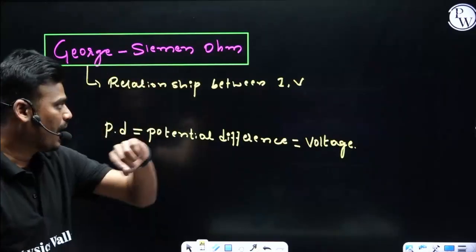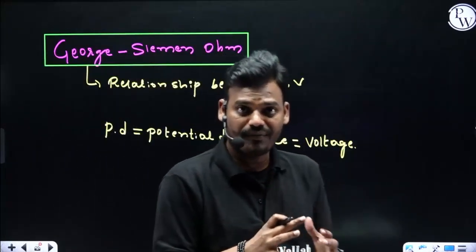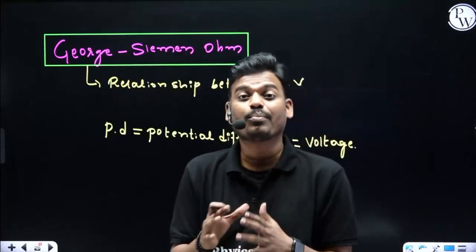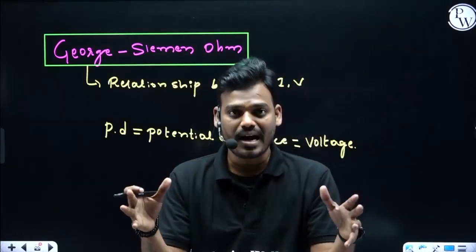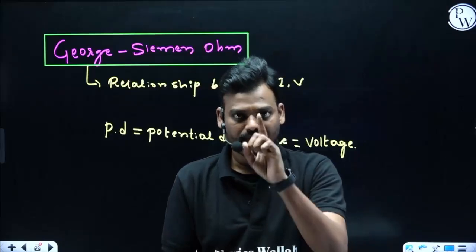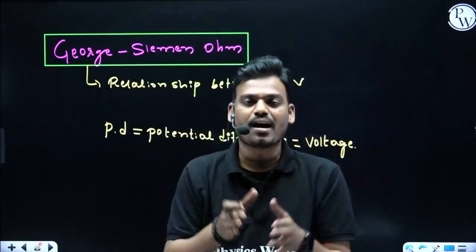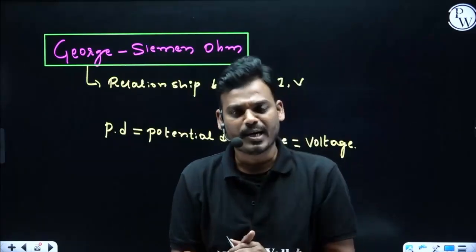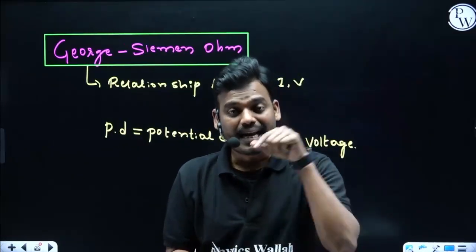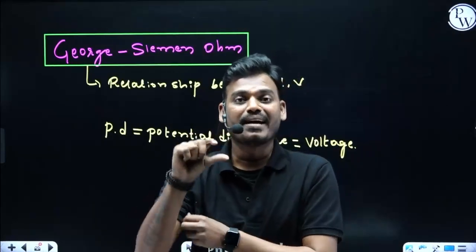He concluded that whenever there is a potential difference across the ends of a conductor, then there is a flow of current. That is the first step. In the second step, he increased the potential difference across the conductor.